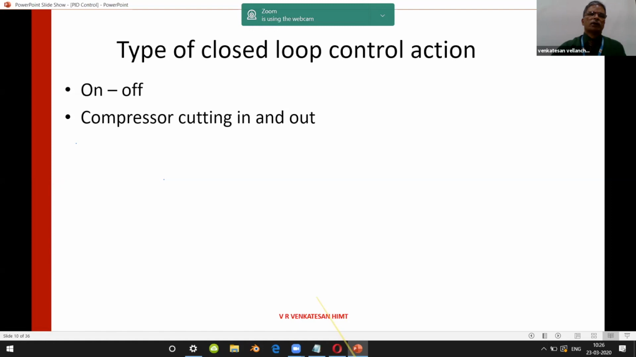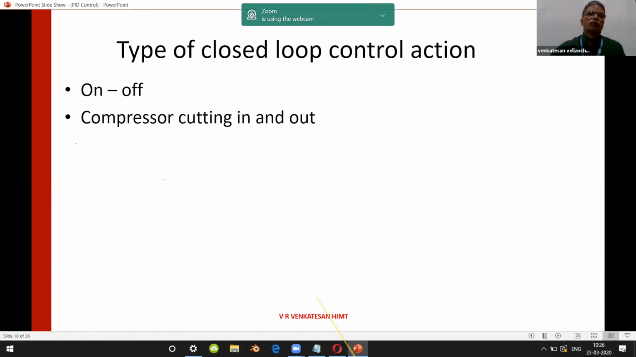One of the requirements of any kind of open loop system is that it should have capacity, or a large volume is required. In the example of the air compressor, if the air bottle size is insufficient, then the compressor will keep cutting in and cutting out frequently. So you need to put a large compressor for that.